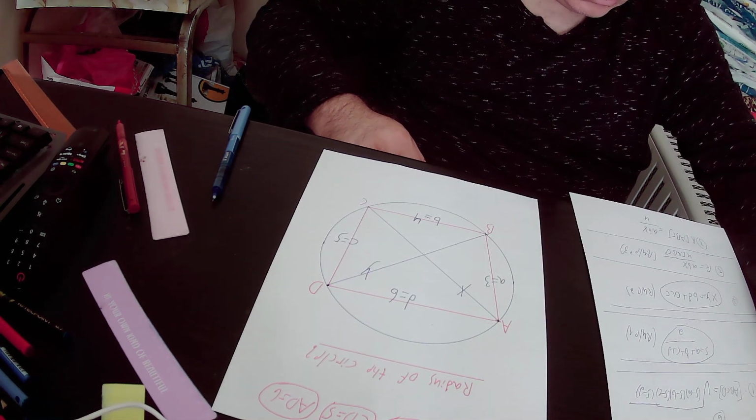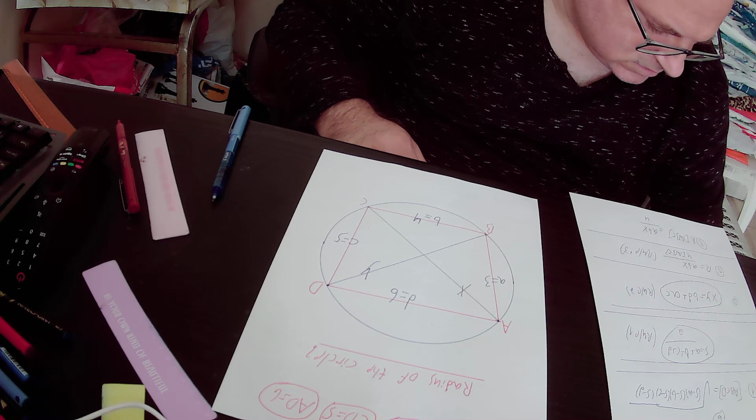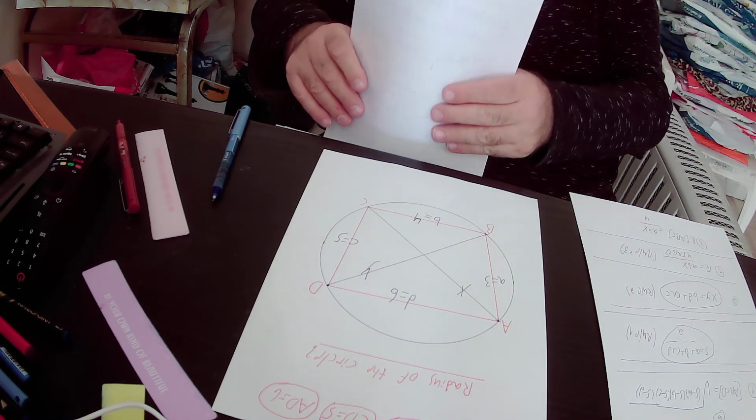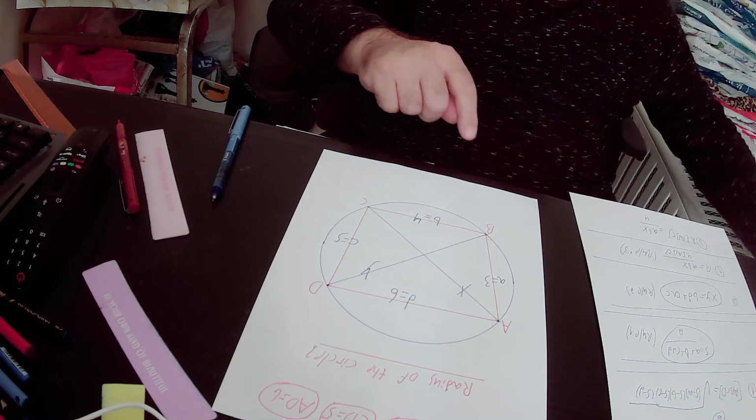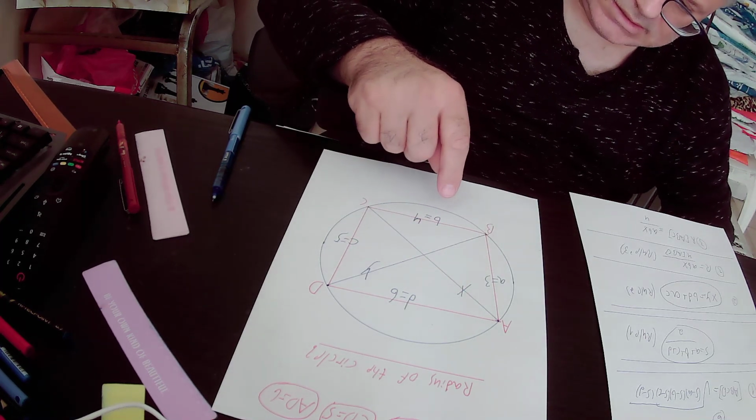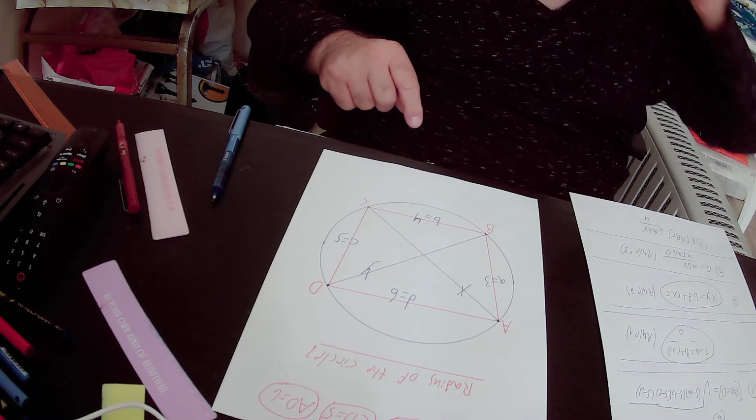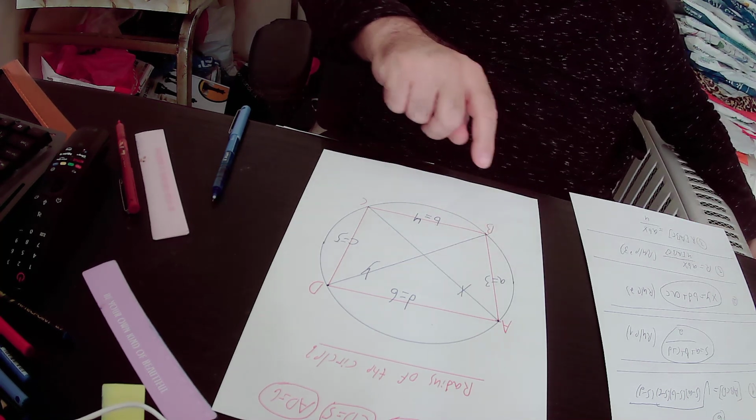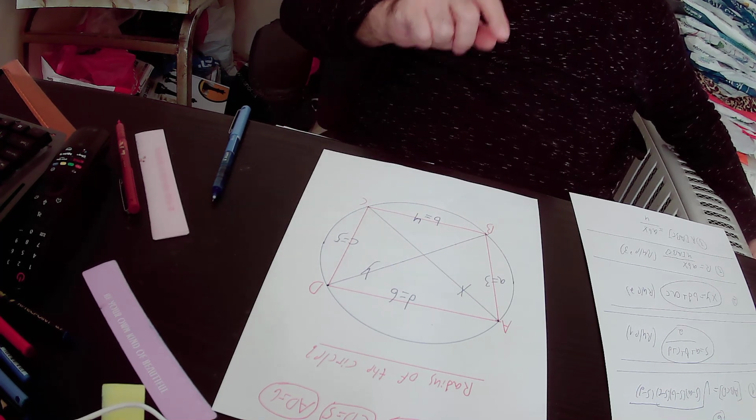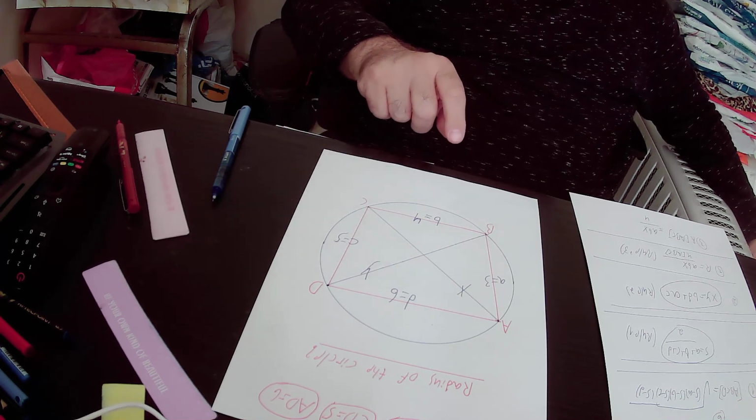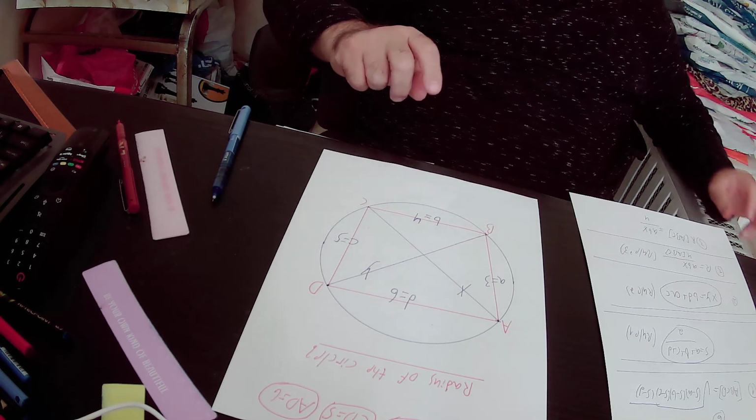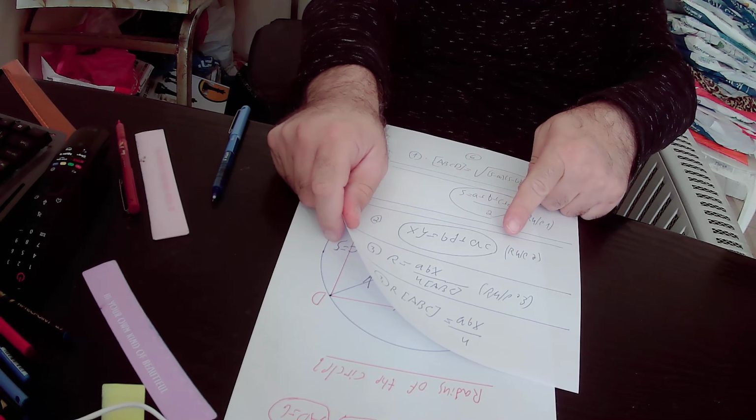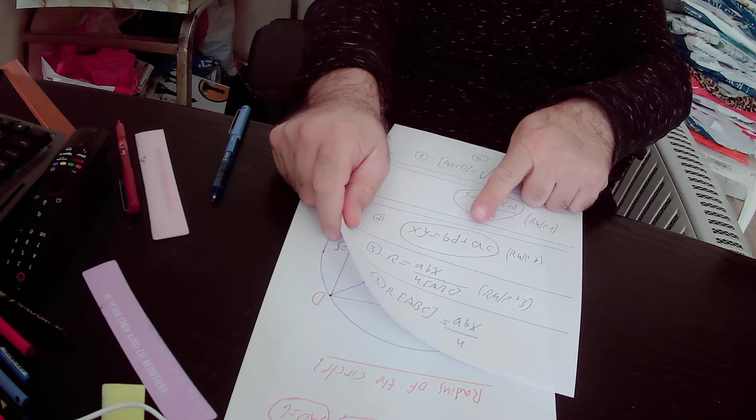Rule number 2 is: if you have a quadrilateral ABCD that is inscribed in a circle, like in this drawing, then the product of its diagonals, that is to say x times y, will be equal to the sum of the products of its opposite sides. That is rule number 2.